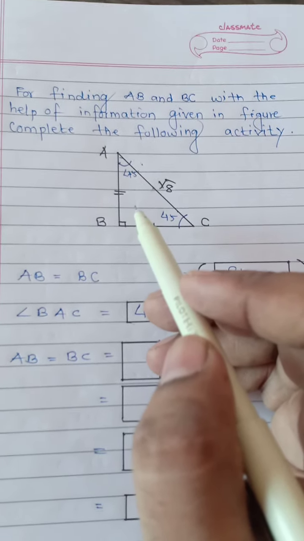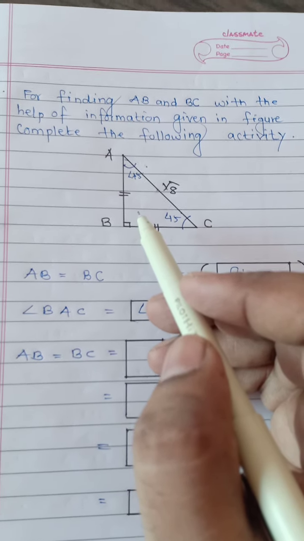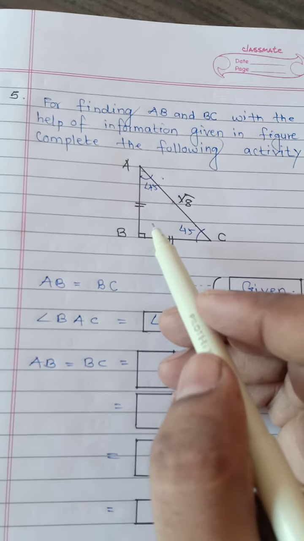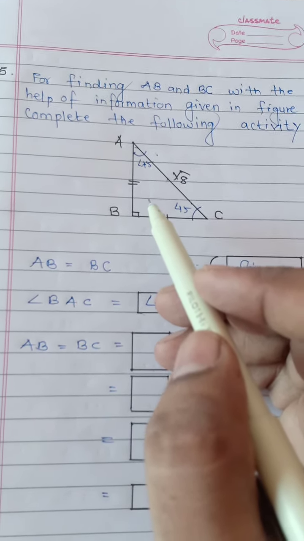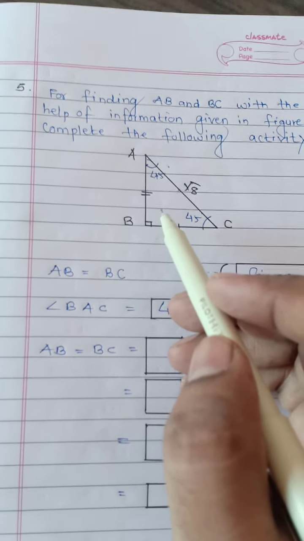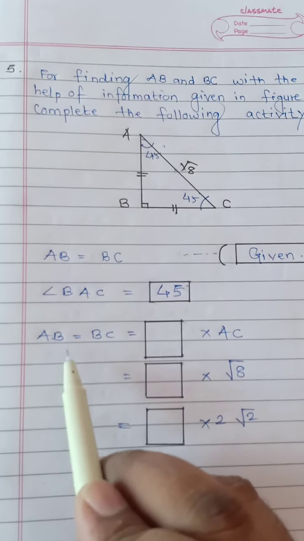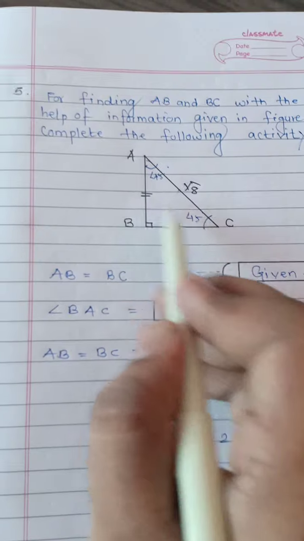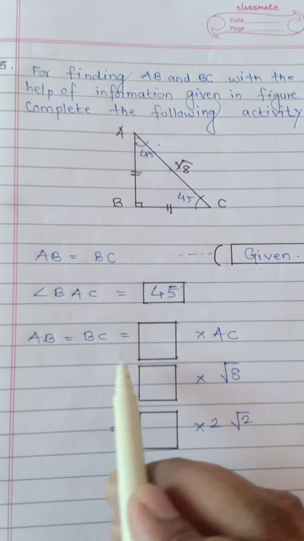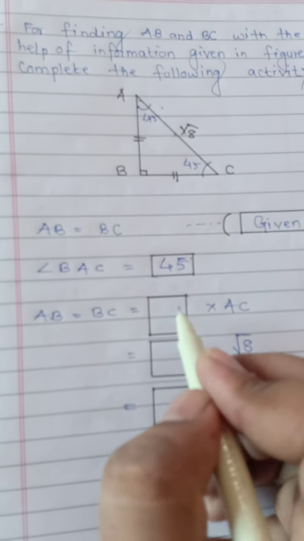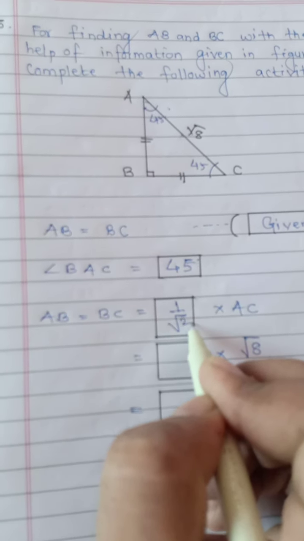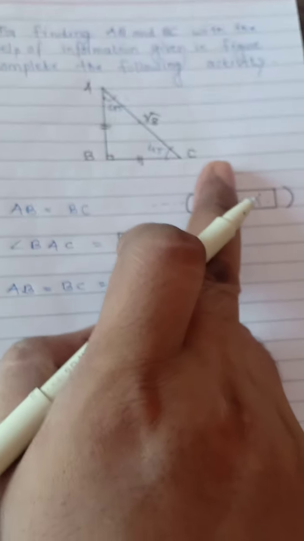And we know the property of the 45, 45, 90 triangle, that is, the side opposite to 45 degrees is 1/√2 times the hypotenuse. So let's move further. So AB and BC. Now AB is opposite to 45, BC is also opposite to 45. So both the sides are opposite to 45 degrees. So with the property of the 45, 45, 90 triangle, I can write both the sides equal to 1 by root 2 of the hypotenuse, that is AC.